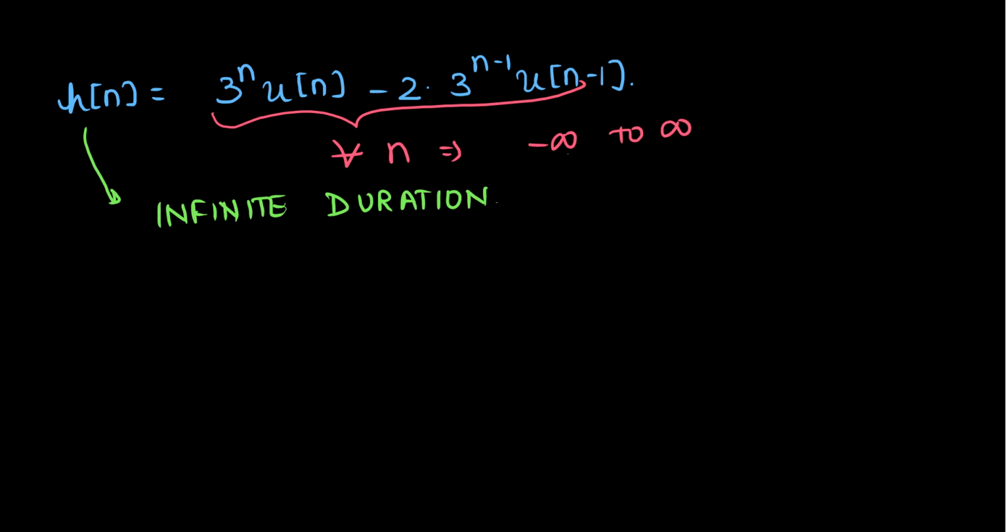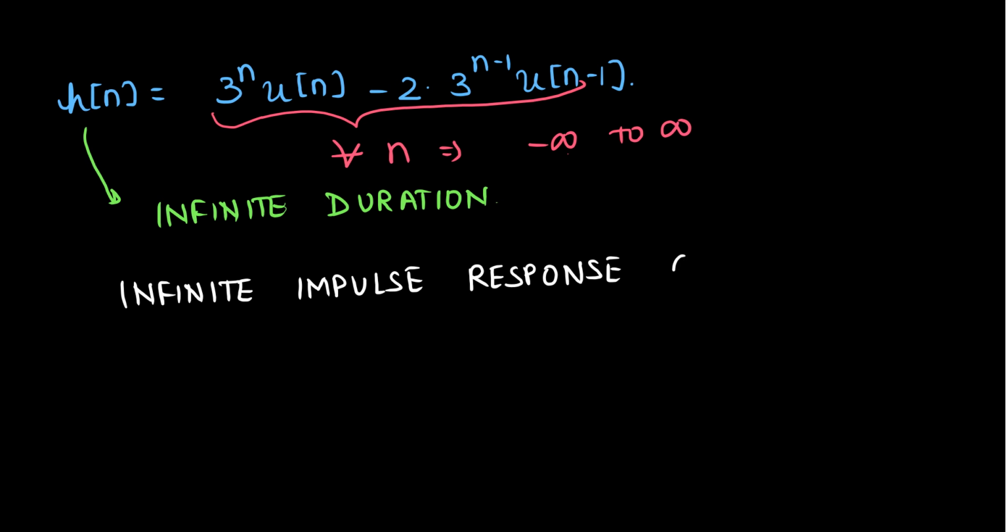Which implies that this filter, which is of infinite duration, is known as an infinite impulse response filter. So any filter of infinite duration is known as infinite impulse response, or the IIR filter.